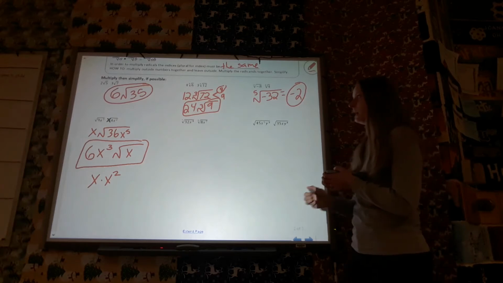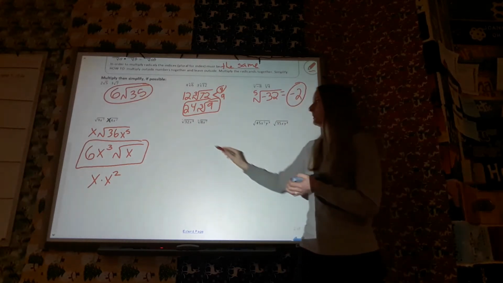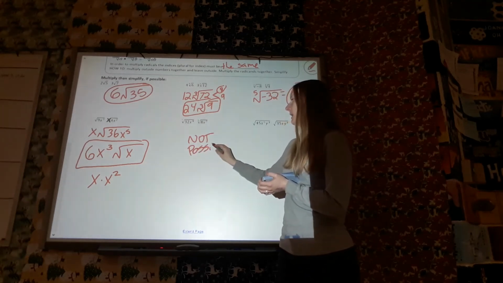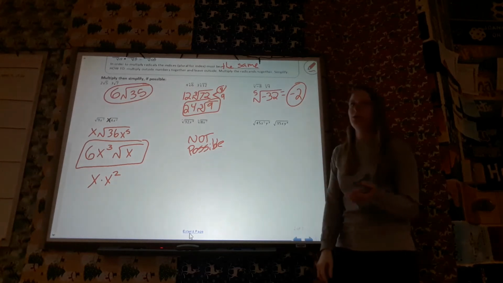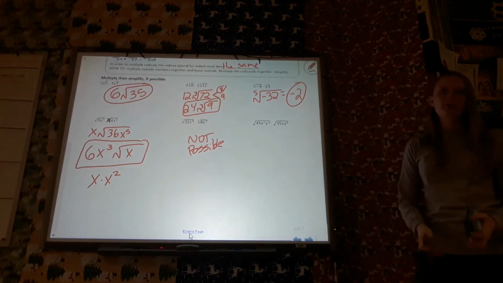They don't have the same index. This is a 7th root, this is a 5th root, so can I multiply them? You won't see this a lot, but I put it here just in case. Always make sure you double check to make sure they're the same root. If they're not the same root, you can't do it.